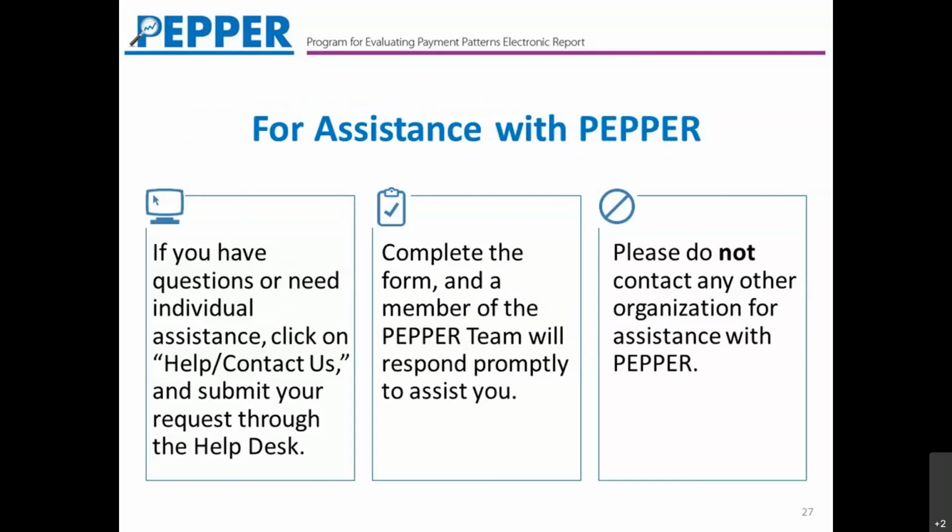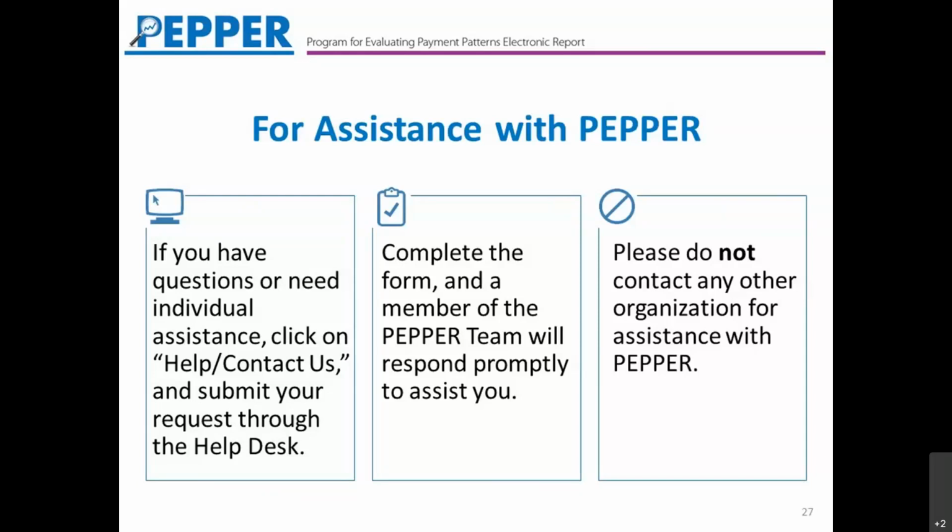As always, if you need assistance with PEPPER and you don't find the answer you need in the user's guide, please visit the pepper.cbrpepper.org website and click on the Help/Contact Us button, and click on the Help Desk button. Complete the online form and a member of our staff will respond promptly to assist you. Please do not contact any other organizations for assistance with PEPPER. Rely Group is contracted with CMS to support providers with obtaining and using PEPPER. If you have any questions, please contact us. We are the official source of information on PEPPER.